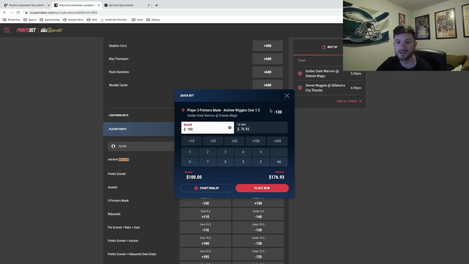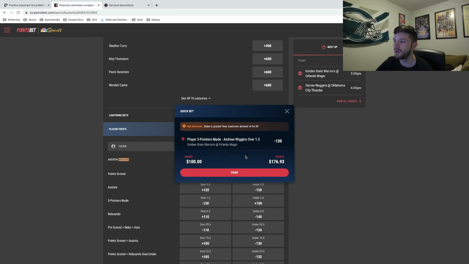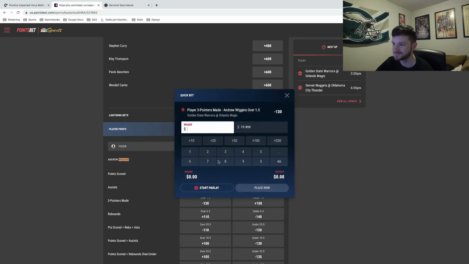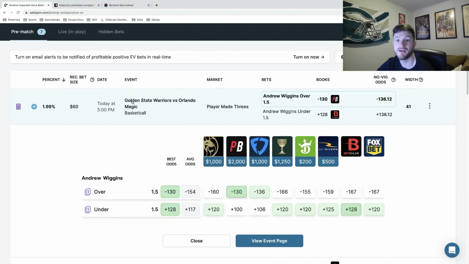Andrew Wiggins over 1.5 made threes, but PointsBet has me limited, so we will see the max that they will let me get on this one. But for those of you at home, you should put one full unit on this one. I can put 64.99 on this one. Profit exactly 50, but like I said, those of you at home, put a full unit on this one. So let's chat about it. Andrew Wiggins, over 1.5 made threes, minus 130.